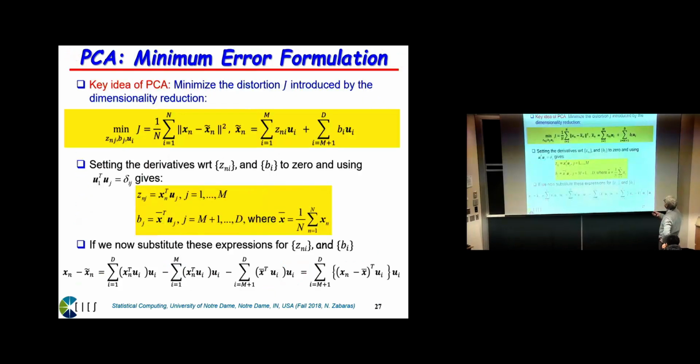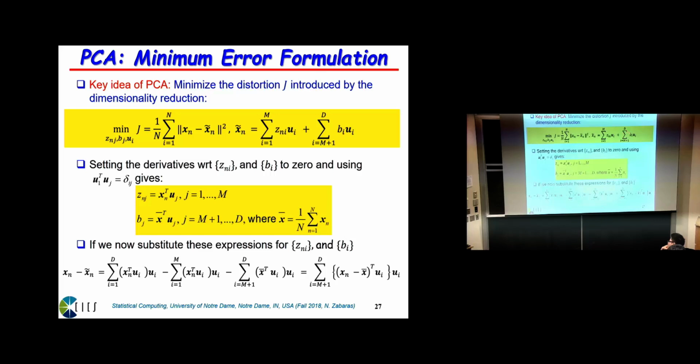Okay, so we want to minimize that. By now, you realize everything in machine learning is an optimization problem. In this case, it's trivial. You take derivatives, you set them equal to 0 with respect to each argument, and here is what you get. You get that the coefficients z_nj are nothing else but the projections of x_n on u_j. No surprise, right?